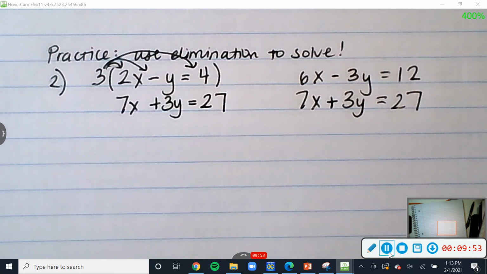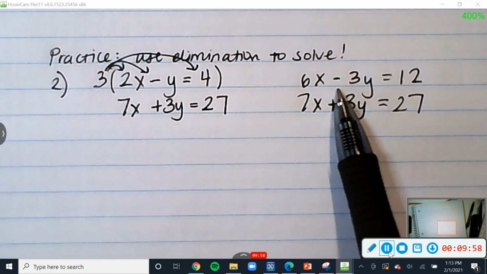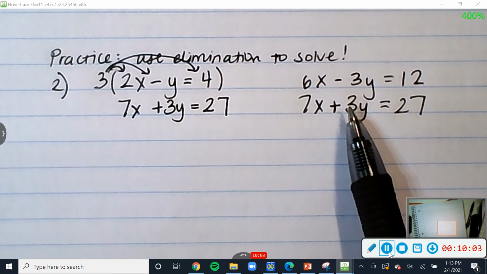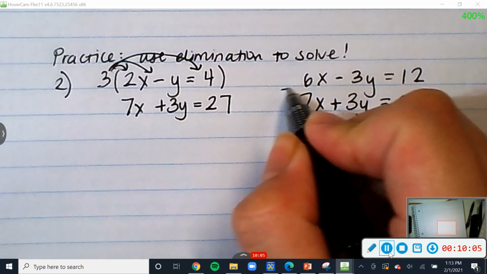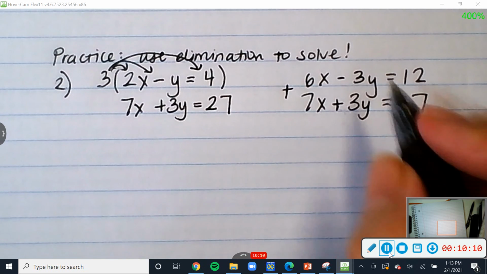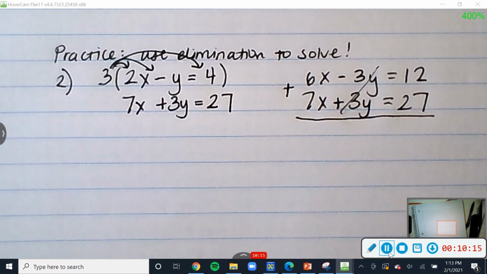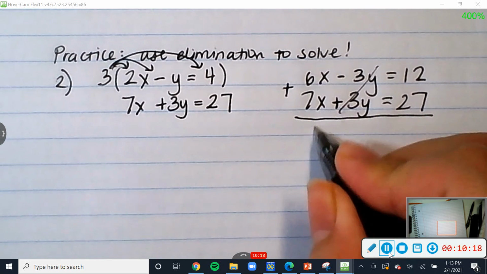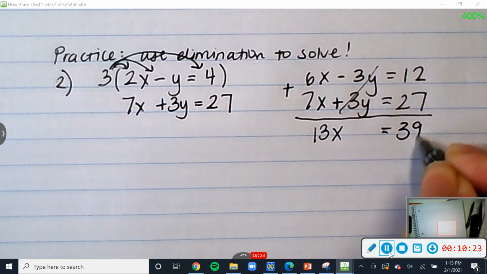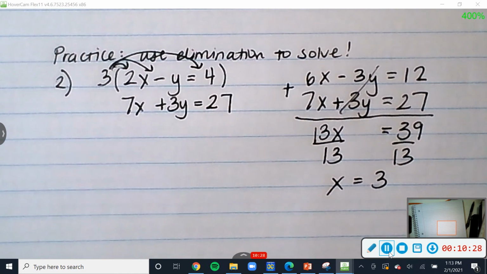So for this one, it's a little bit different. Remember, if you see an equation where you have a negative and a positive coefficient, these two have different signs, you need to remember to add together the equations. Because negative 3 plus 3 is going to be 0. So we're going to add in this case. Adding will cancel these out. 6 plus 7 is going to equal 13x. 12 plus 27 is going to equal 39. And then we're going to divide by 13 on both sides, leaving us with x equals 3.